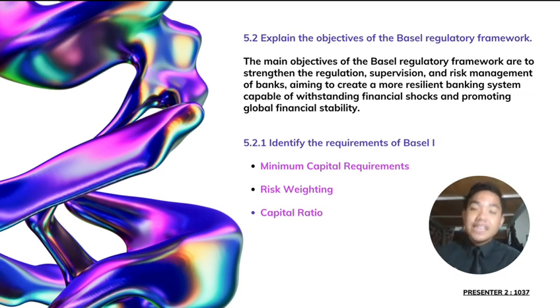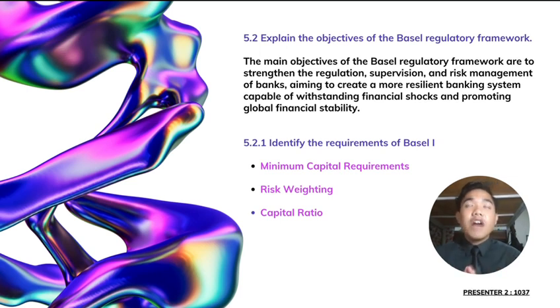Okay, the next is about the requirements of Basel 1. There are three. Firstly, minimum capital requirements. It means banks must hold a minimum level of capital against their assets, weighted by risk. Secondly is risk weighting. It means assets are categorized by risk.